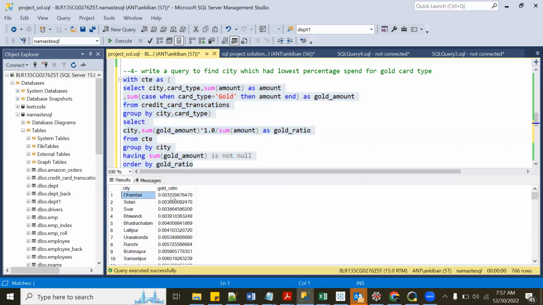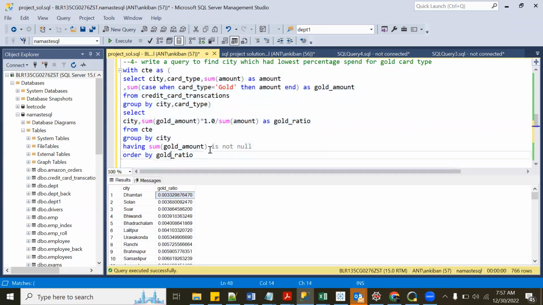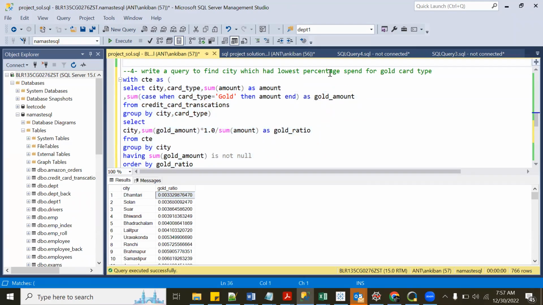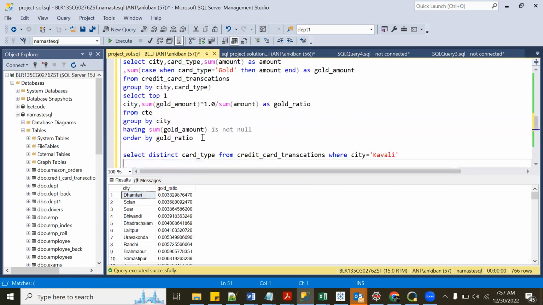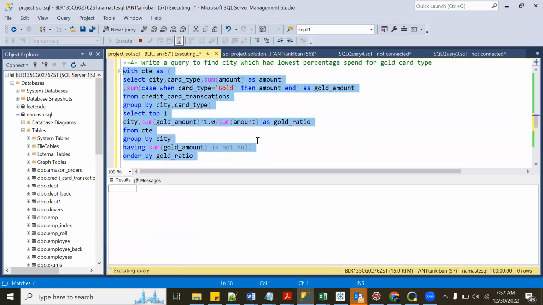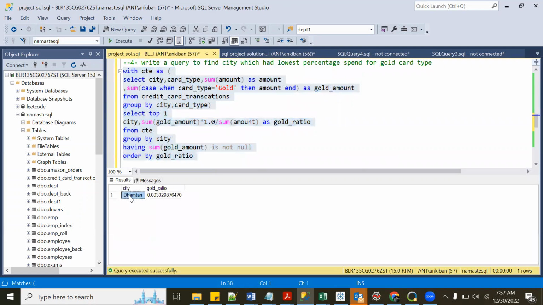So this city has the lowest ratio where the spend was gold, right? So I can just say, give me top one. The question is, write a query to find the city which has the lowest percentage spent for gold card type. So this is the city, Damtari, right? I can say top one and I will get the answer. So this is the answer, Damtari.